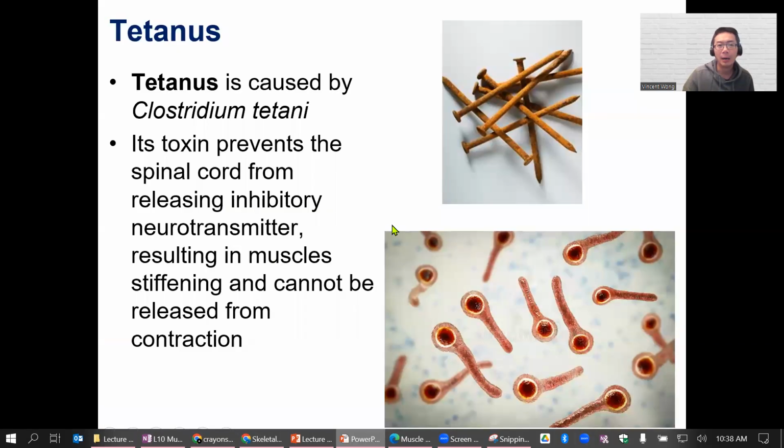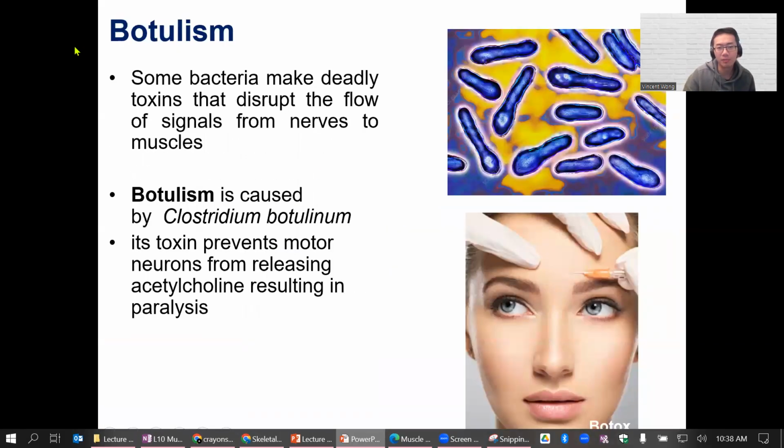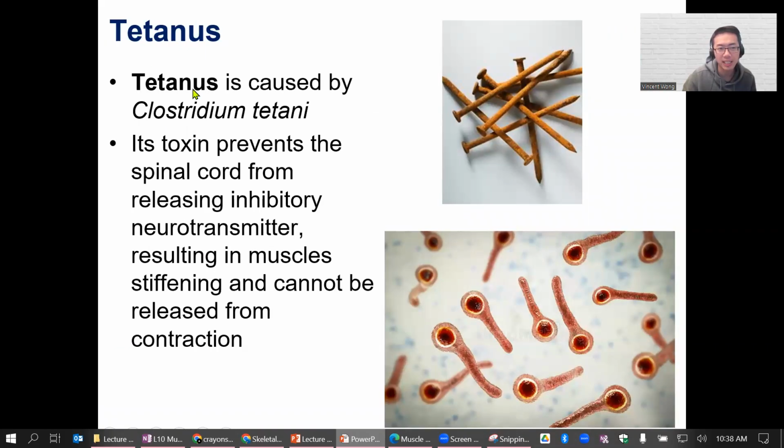Okay, so where do you catch it? For botulism, you eat contaminated food, but for tetanus, people say if you get cut by a rusted nail, you should go get your tetanus shot. Although it doesn't have to be a rusted nail. If you get cut by random stuff in the soil, you should talk to your doctor to see if you need a tetanus shot, because a lot of these bacteria are anaerobic. They can live in an environment that doesn't have oxygen at all. They could survive there. So anytime you get cut by something outside, consult your doctor.